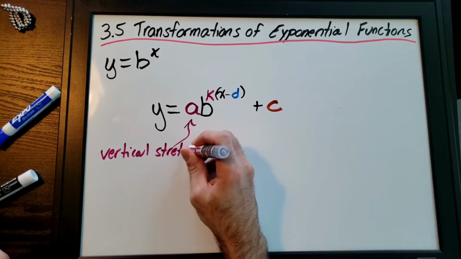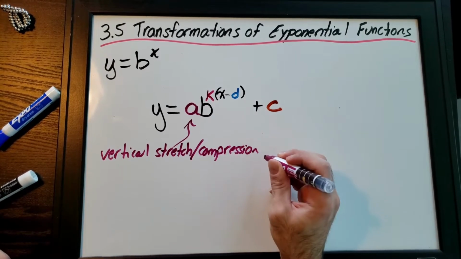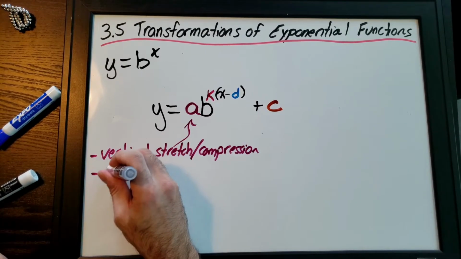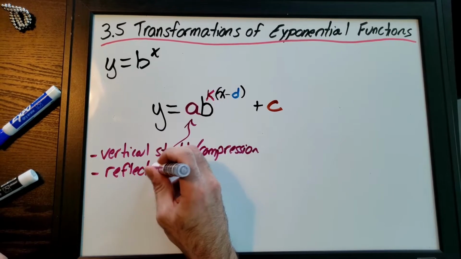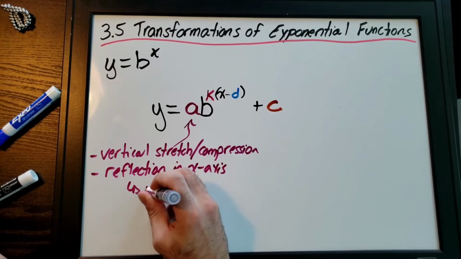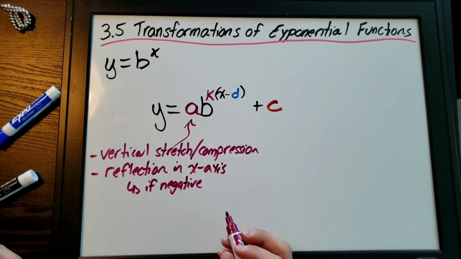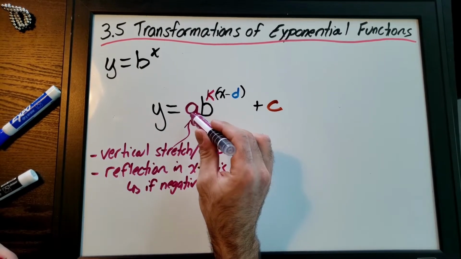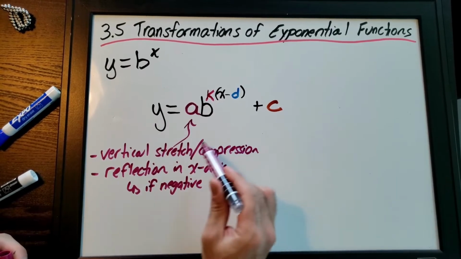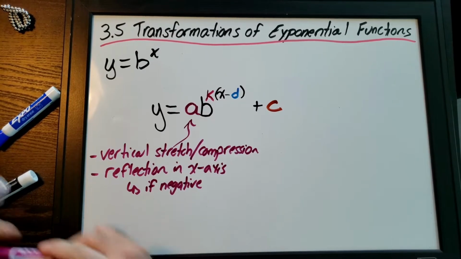stretch or compression. Okay. This a value, if it's negative, also tells us if it's a reflection in the x-axis. And this is if negative. Okay, so if this a value is greater than 1, we have a vertical stretch. If it's a less than 1, between 0 and 1, that means it's a vertical compression. Okay, so this language is really important to be able to come up with.